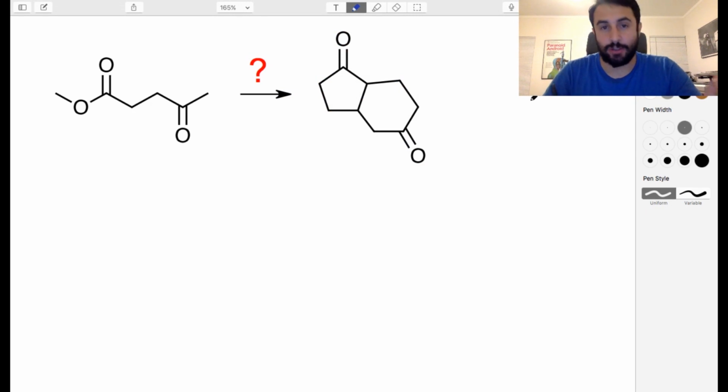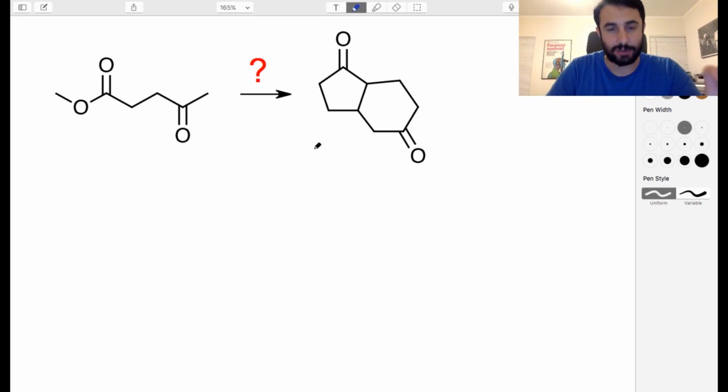Okay, today we have another synthesis challenge. So we've got some starting material. We've got a ketone on there and an ester as well. And then we've got our target molecule, which is bicyclic. So we've got two five-membered rings and a six-membered ring there. And we want to know, how are we going to do it?